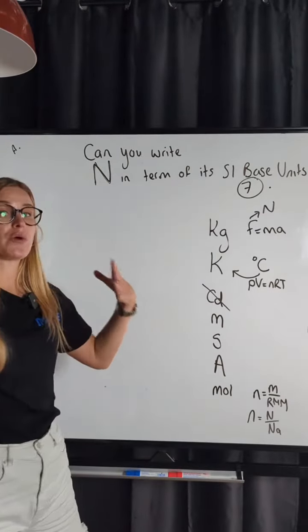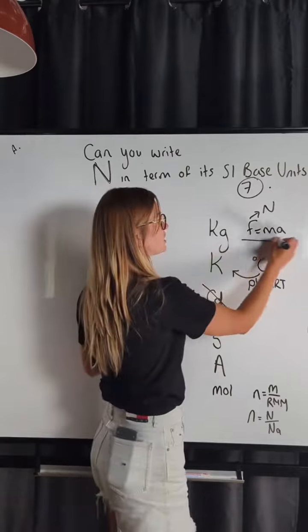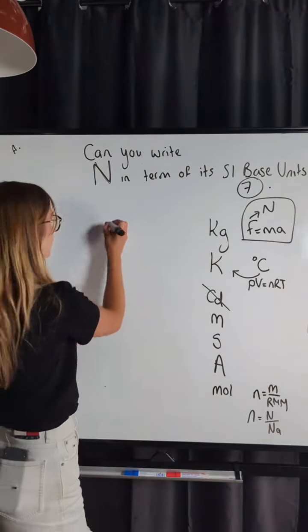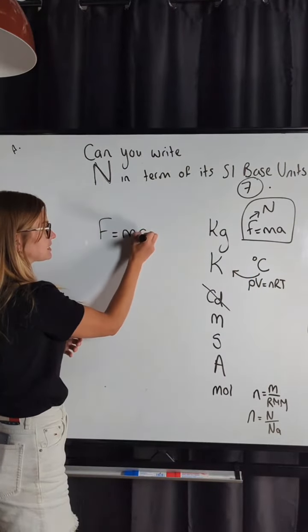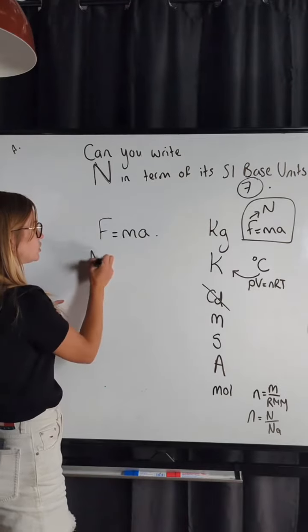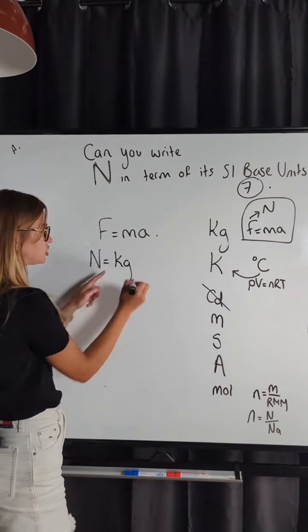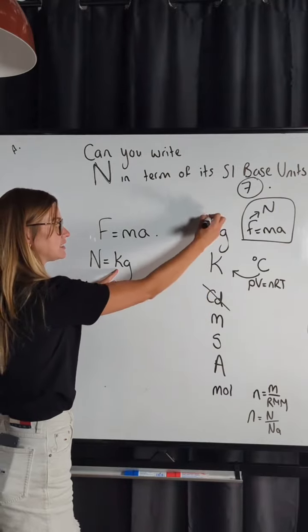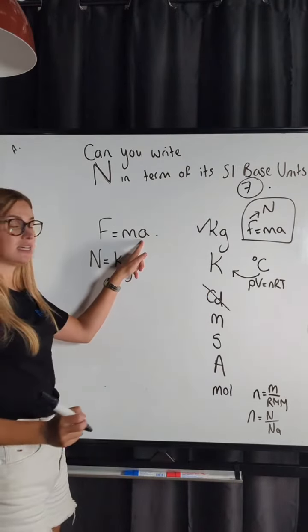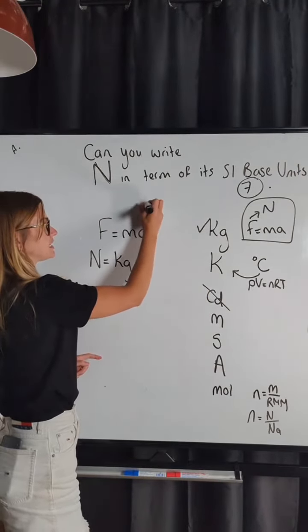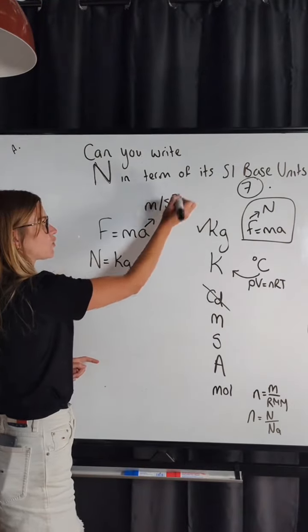Again, you're thinking about an equation that's easy for you to remember, and that has newtons in it. So I know that F equals mass times acceleration. So I can see that a newton is equal to whatever mass is measured in, which is kilograms. I check to see, is that an SI base unit? It is. Times acceleration. Acceleration, you would have done from your GCSEs, is meters per second squared.